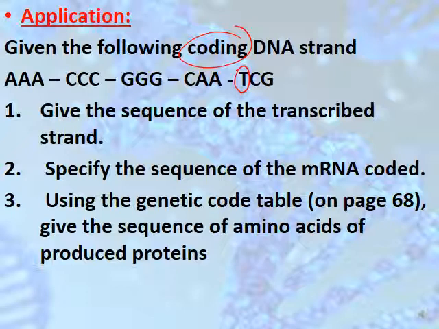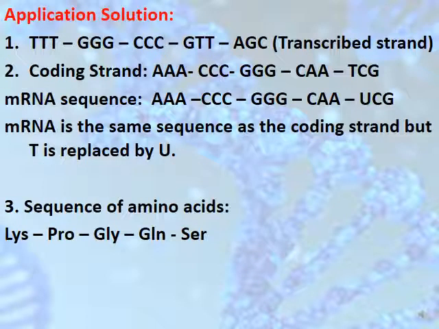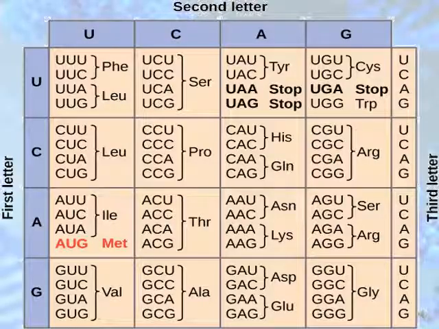Okay? And part 3, specify the sequence of the amino acids, found on page 68. So here, what I have said before, the sequence of the mRNA. How can we know that? First, AAA, CCC, GGG, CAA, UCG. Let's start first with AAA. This is the genetic code table. AAA. The first letter is A. The second letter is A. The third letter is going to be what? So AAA. It's LYS. This is the amino acid.